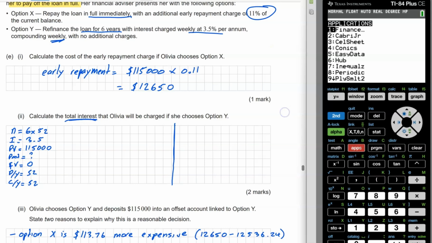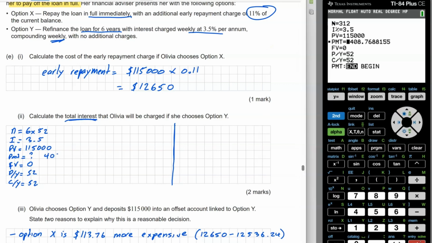So if we go apps, finance, TVM solver, we've got 6 times 52, 3.5%. We got down to 115,000. Payment is what we want. This time we're going to 0, and we go alpha solve. So it's saying that we've got 408.76. We always round up to 7 in this case.